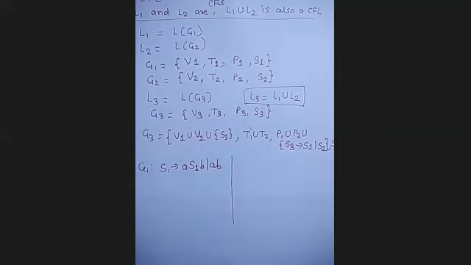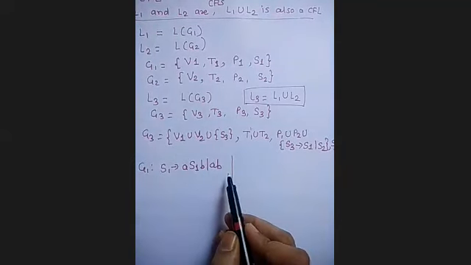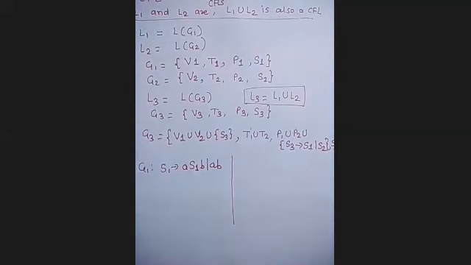What is the language generated by G1? S1 is the start symbol: S1 derives AS1B or AB. The minimum length string here is AB, of length 2. The next string is AABB, that is correct.